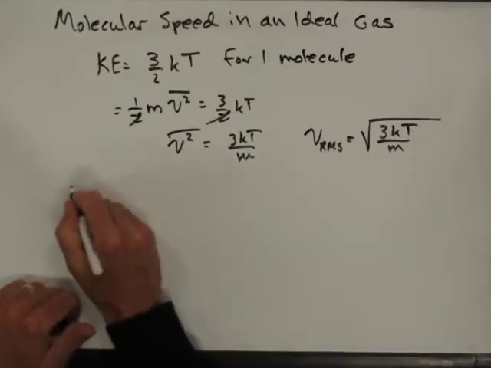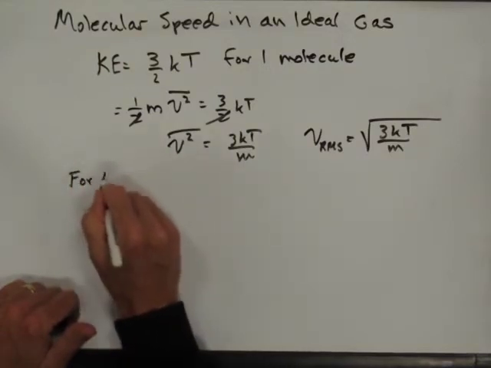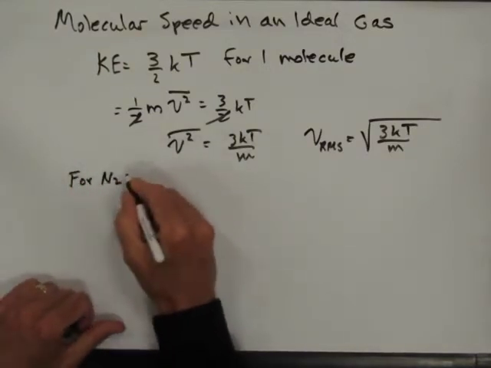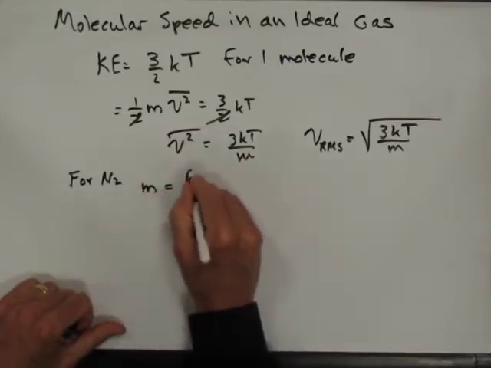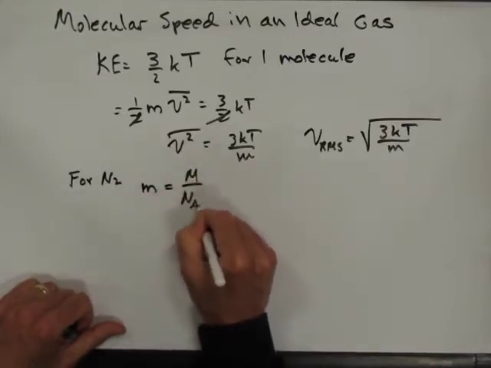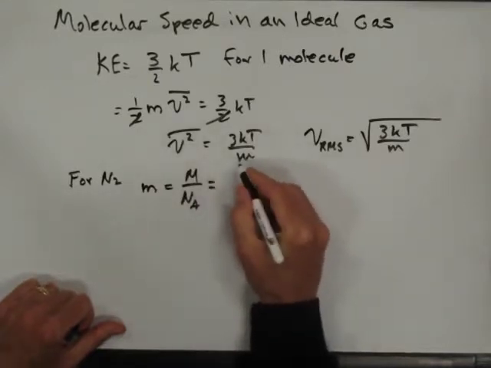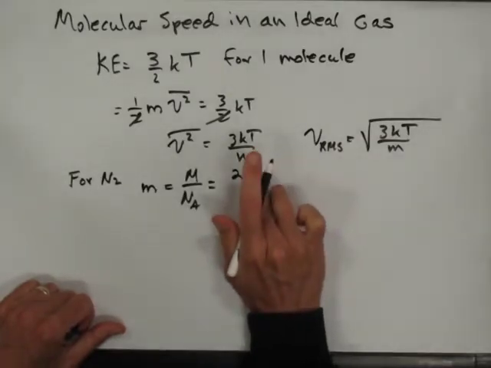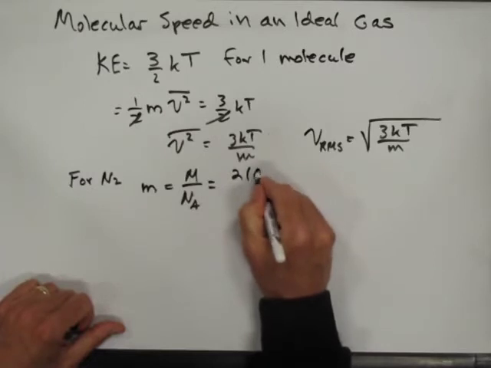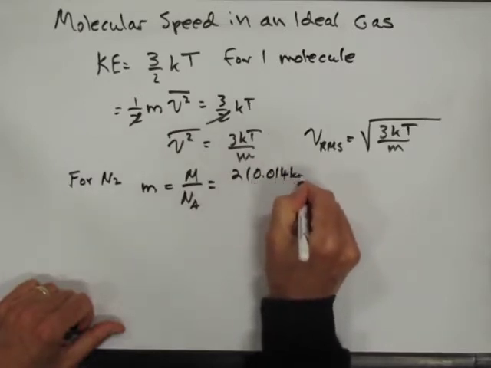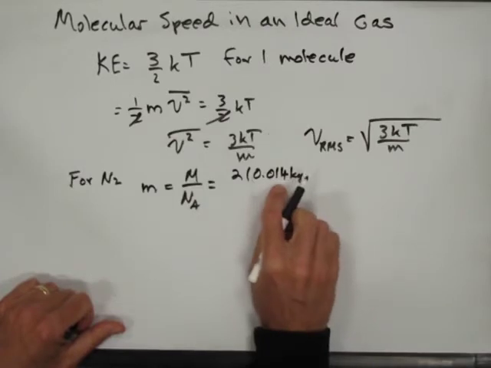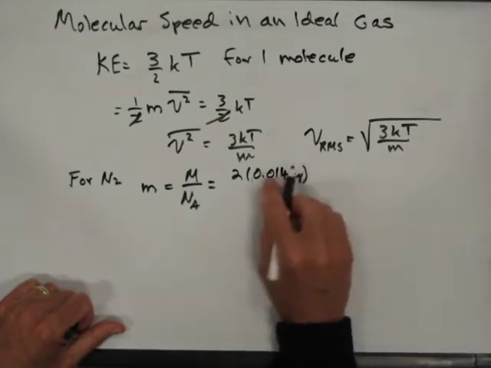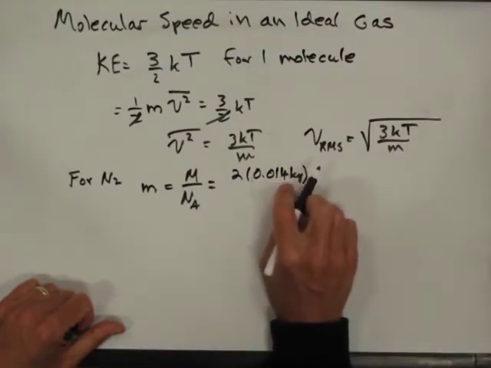And so first we have to calculate that m. If we want to do this for nitrogen, the nitrogen molecule, then the mass of a single molecule is the molar mass divided by Avogadro's number. The molar mass of nitrogen is 2 times 0.014 kilograms, because 14 is the atomic weight, and a mole of them is 14 grams, which is 0.014 kilograms.